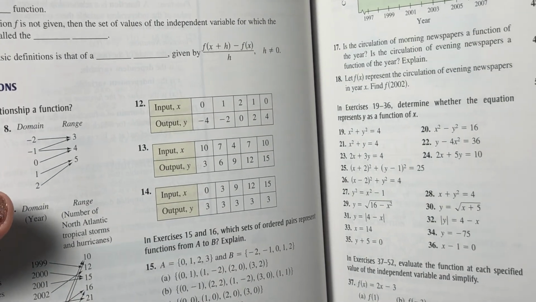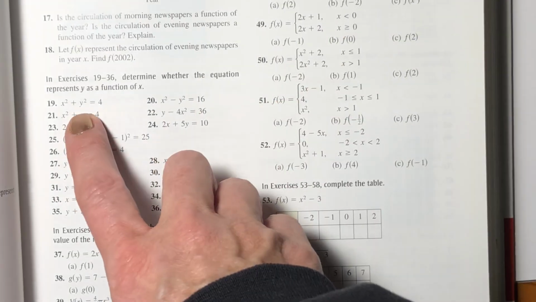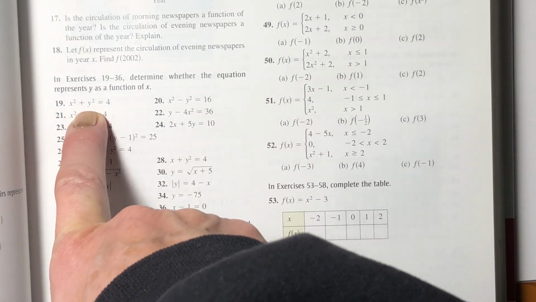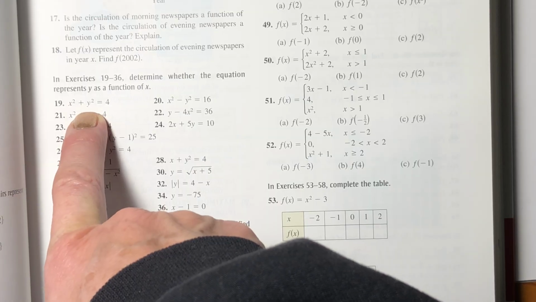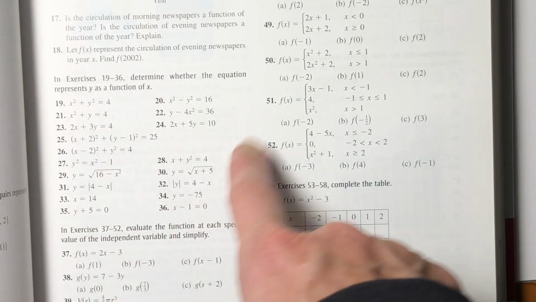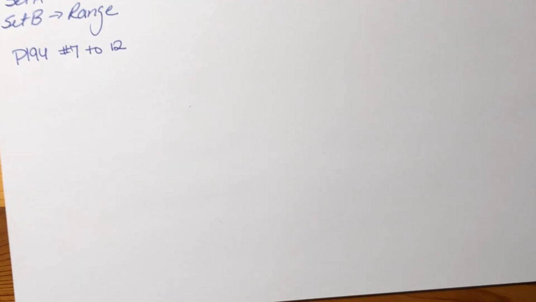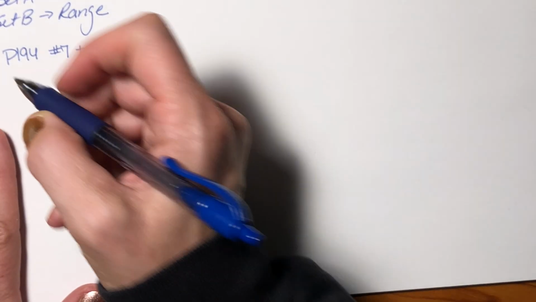Moving on to number 19. Okay, so in number 19, they're asking us, are these functions? I'm just going to pull them right out of your book. In 19, we look at this equation, x squared plus y squared equals 4. We just finished chapter 1. We know that's going to be a circle. So think about your circle. Are any of your points going to map to more than one point? Sure they are.